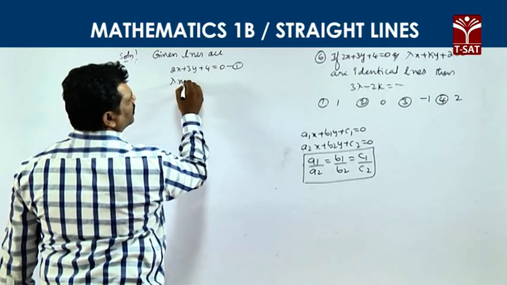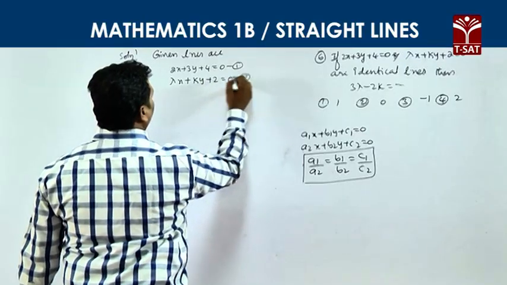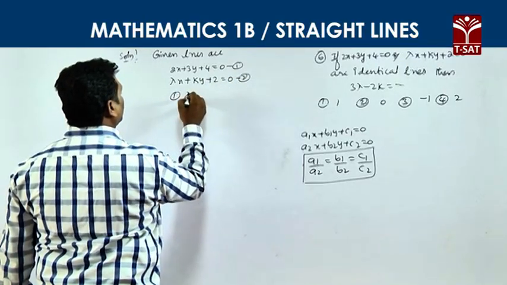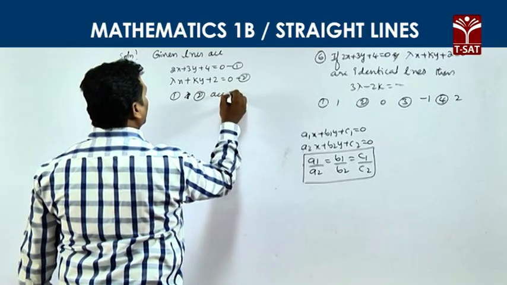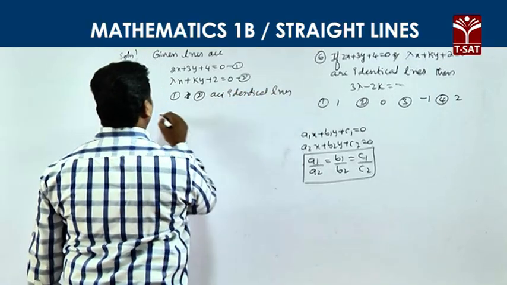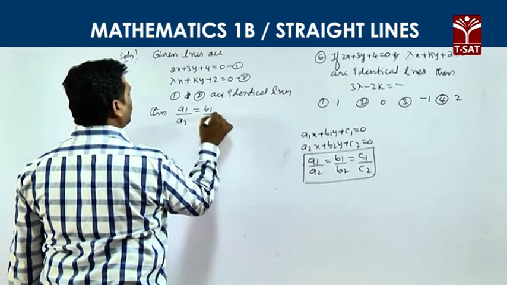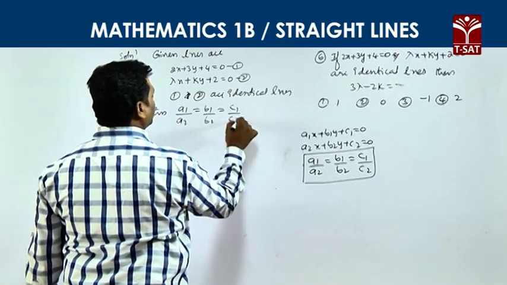Lambda x plus ky plus 2 equal to 0. This is equation number 2. 1 and 2 are identical lines. Then the condition is a1 by a2 equal to b1 by b2 equal to c1 by c2.